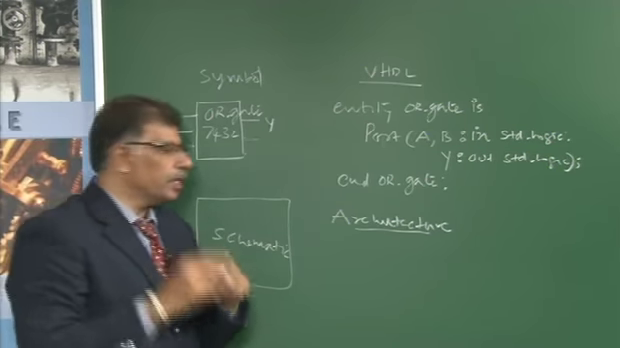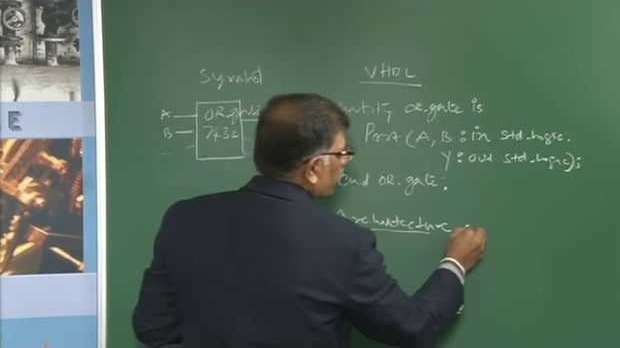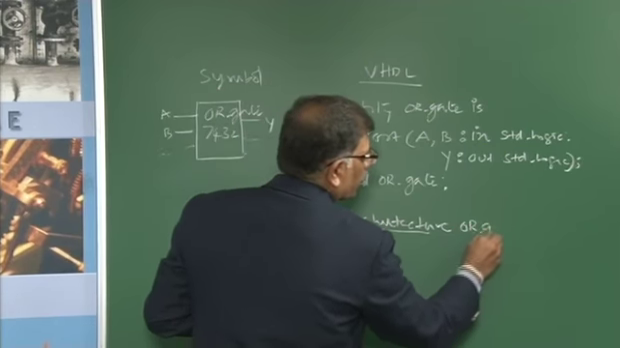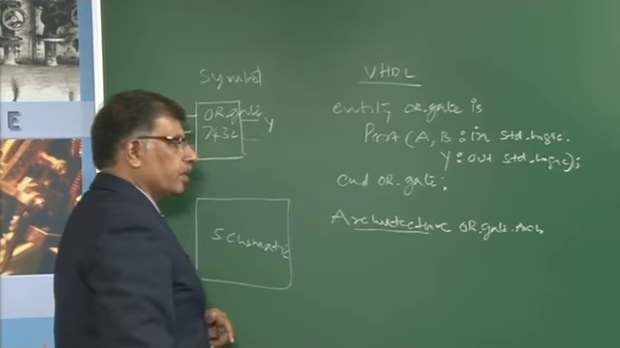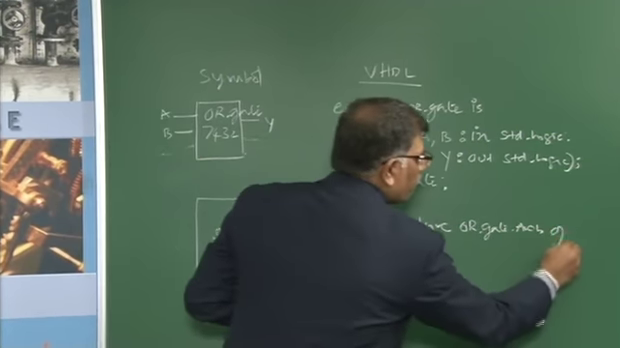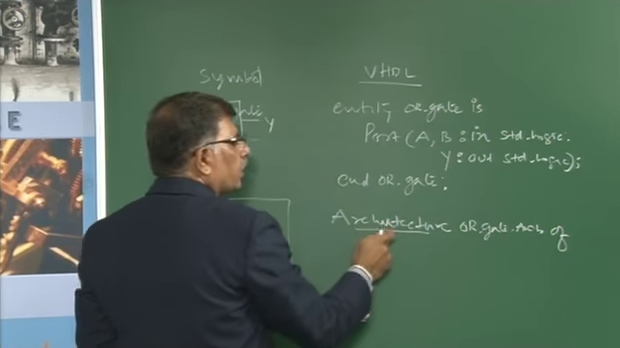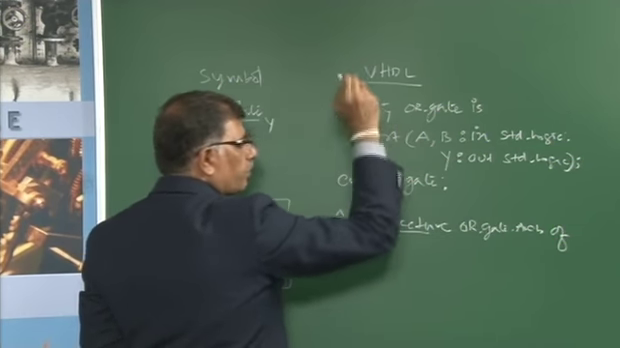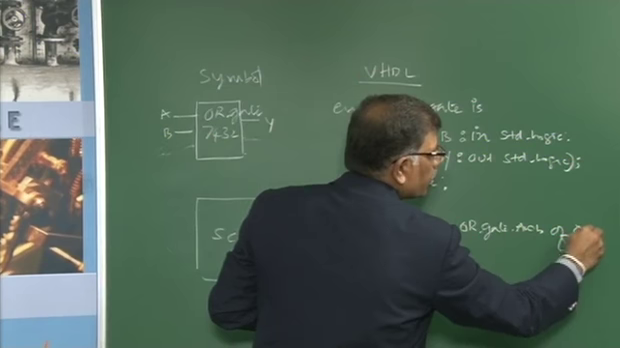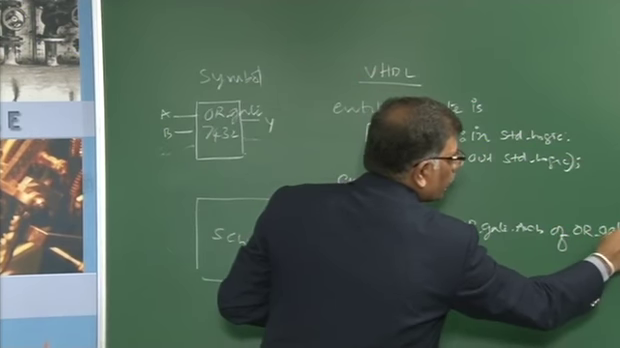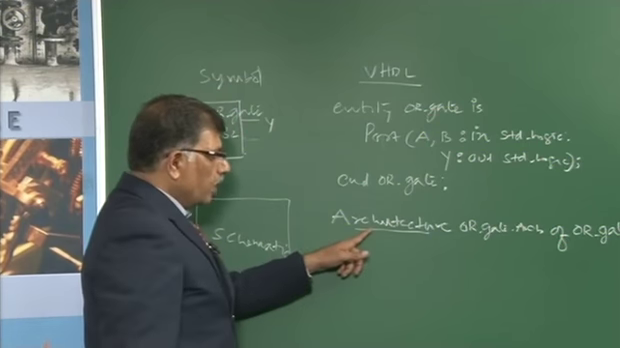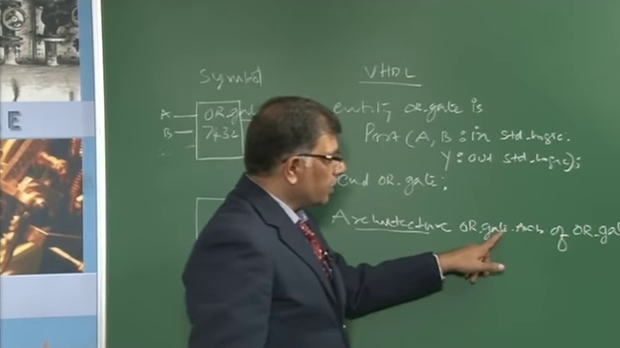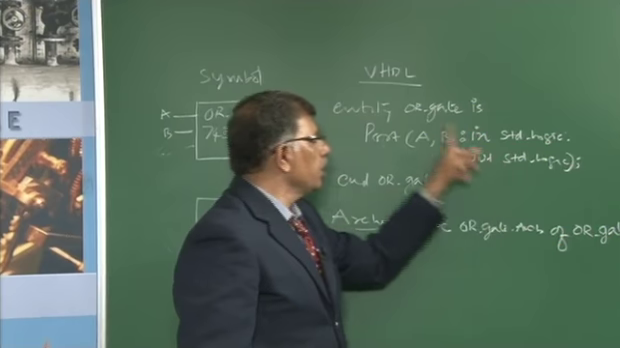To differentiate, we should give an architecture name, that is OR gate architecture. I will try to write it like this: OR gate architecture. For what entity you are writing this architecture, you have to specify the entity name here. This entity is nothing but an OR gate. "is" is a keyword there. Architecture name of an entity is.